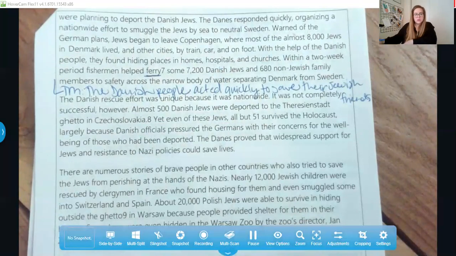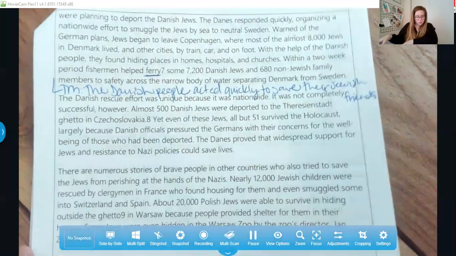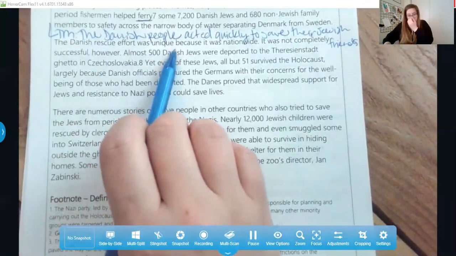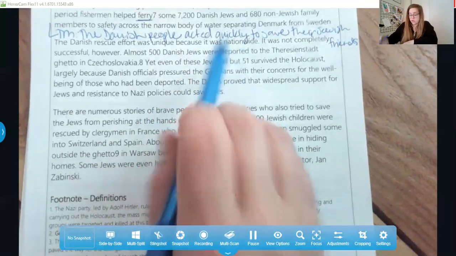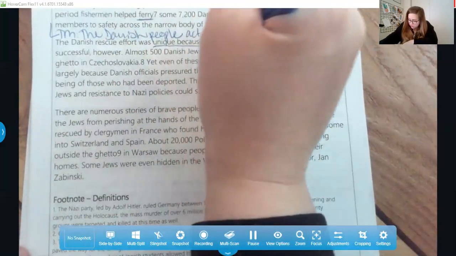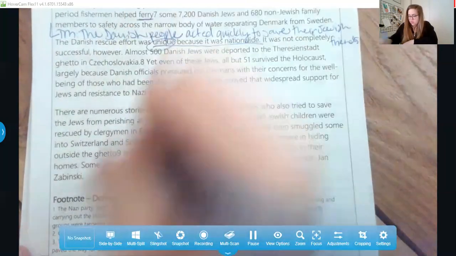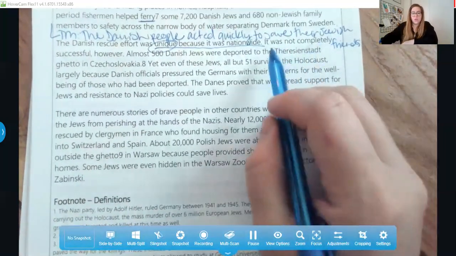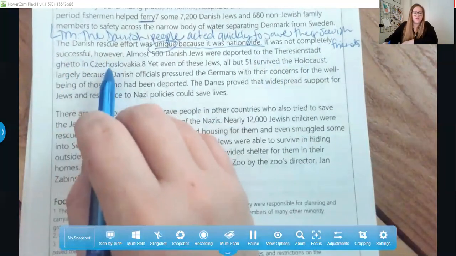Okay, let's keep reading. We're almost done. The Danish rescue effort was unique because it was nationwide. So right here, I'm going to underline this because this is an important line. Unique means special. When they're talking about nationwide, it means the whole country was doing it. It was not completely successful, however.